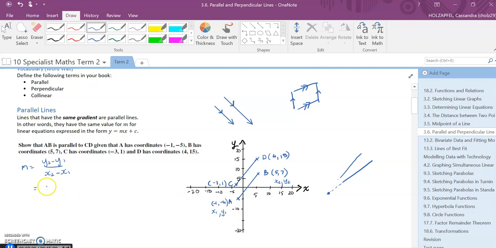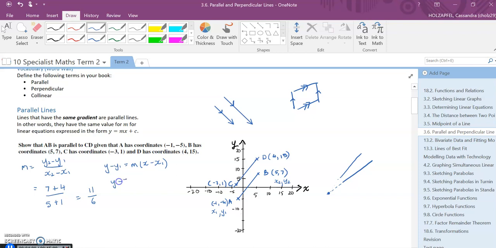All right, so let's substitute those values in now. y2 was 7, so 7 take away -4, divided by 5 take away -1. That's going to give us 11 over 6 for our gradient. Now we can substitute that into our other formula that we use when we're determining the equation of a line from two points: y take y1 is equal to m(x take x1). I'm just going to pick one of my points, so let's pick 5 and 7.